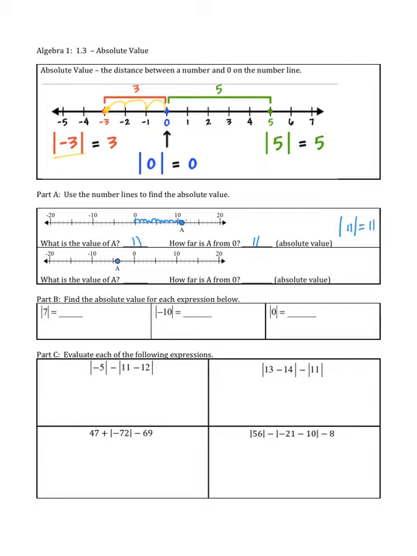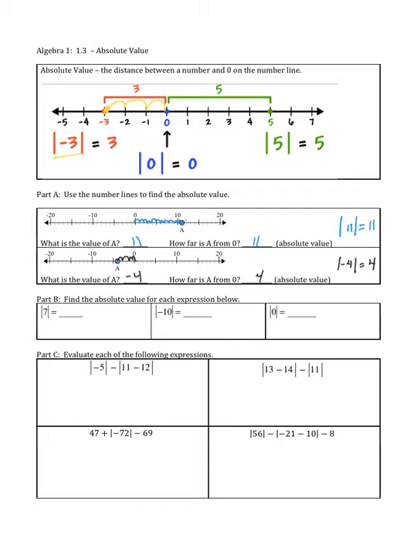Now, let's look at a different one. What is the absolute value of A on this number line? Well, this looks like the value is -4. A is at -4. How far is A from 0? It's 1, 2, 3, 4 spots. I didn't do that very well. It's 4 spots. So the absolute value of -4 is 4.